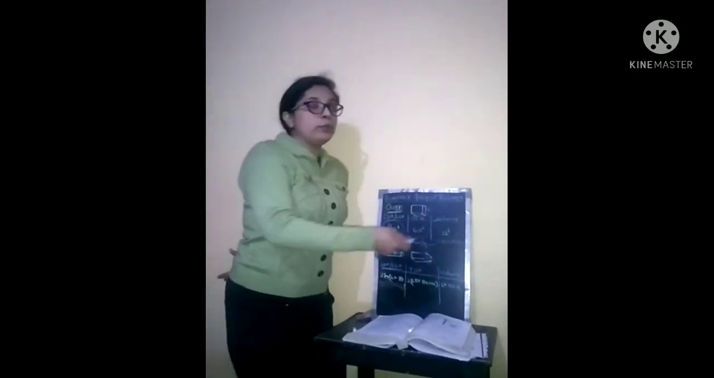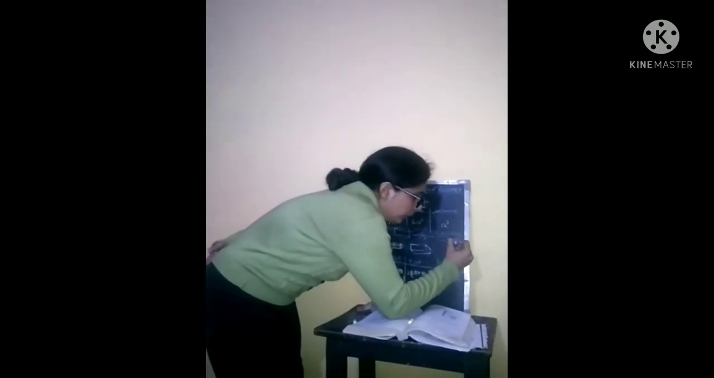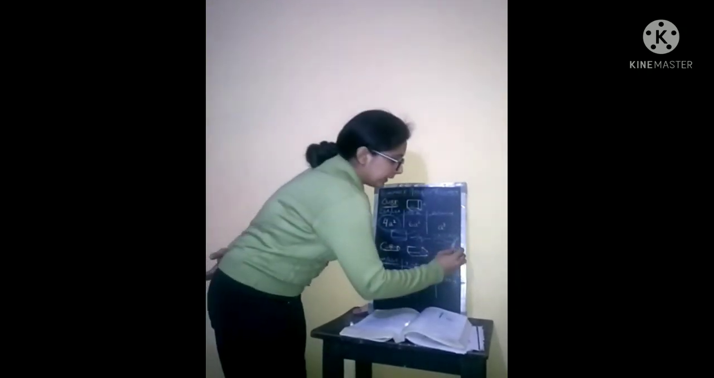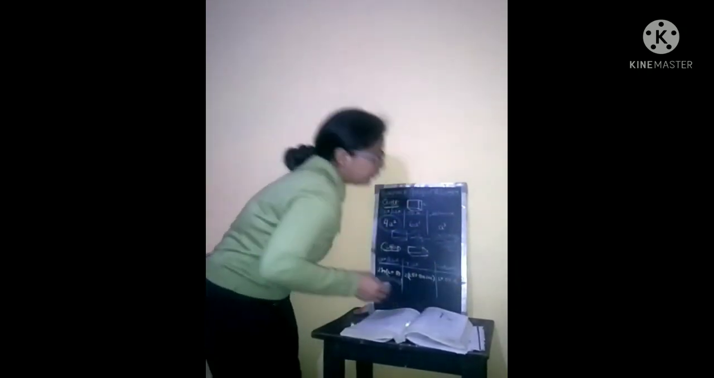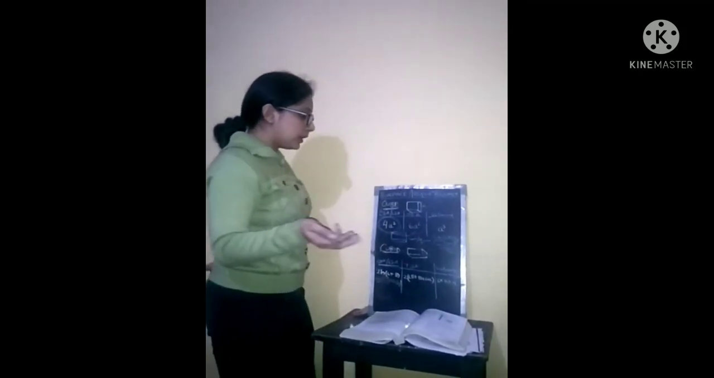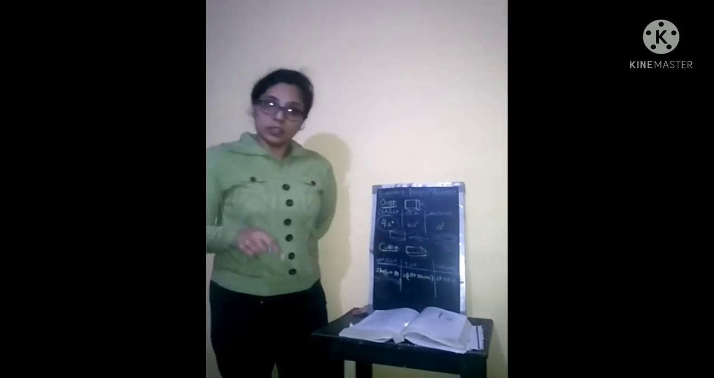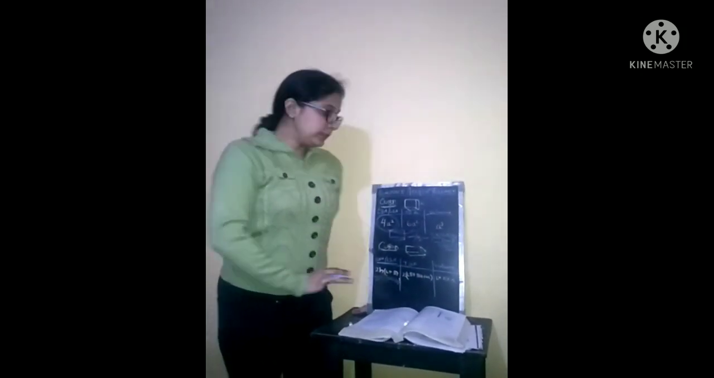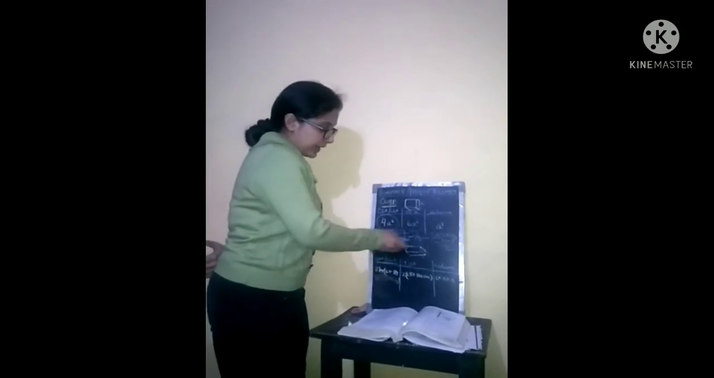But in the case of volume, you will write the unit as centimeter cube or cubic centimeter. And if you have the dimensions in meters, then you will write the unit as meter cube or cubic meter. Okay, is it clear to everyone? Now let's move on to the next shape.